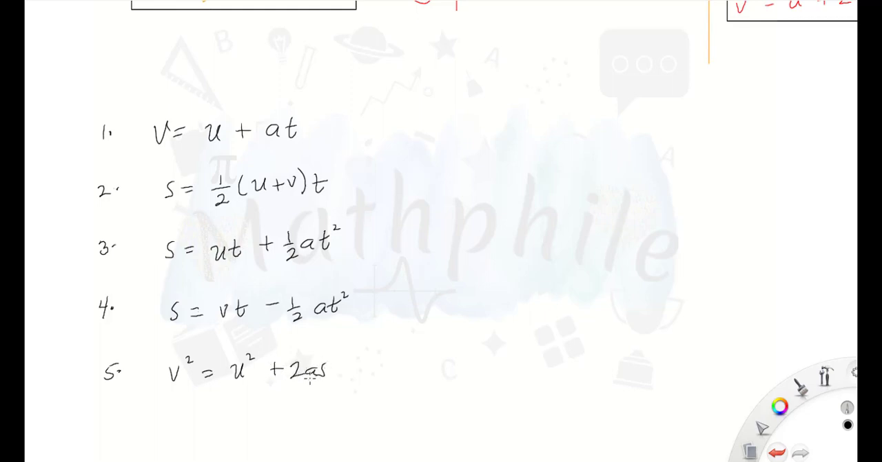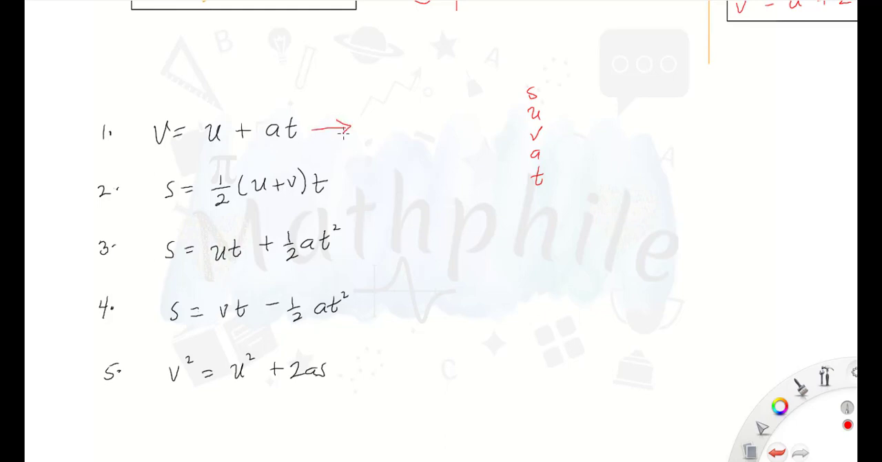Now, these equations are called the SUVAT equations because they contain the kinematics terms. That is, the displacement is s, the initial velocity is u, the final velocity is v, a is acceleration, and t is the time. Looking at all the five equations, each contains four variables. The first one contains u, v, a, and t without s.